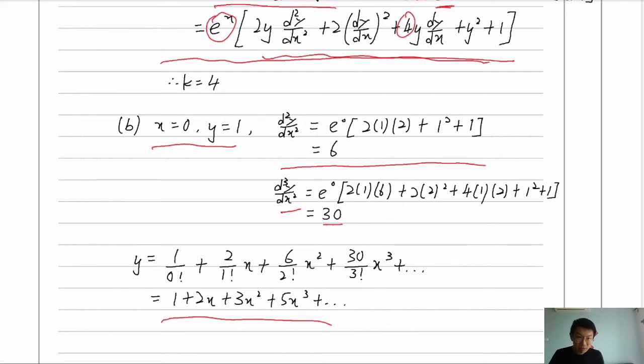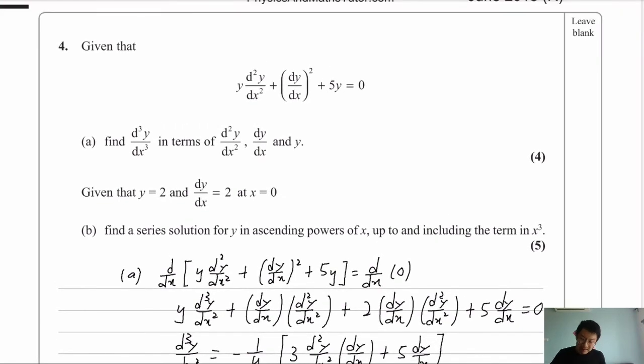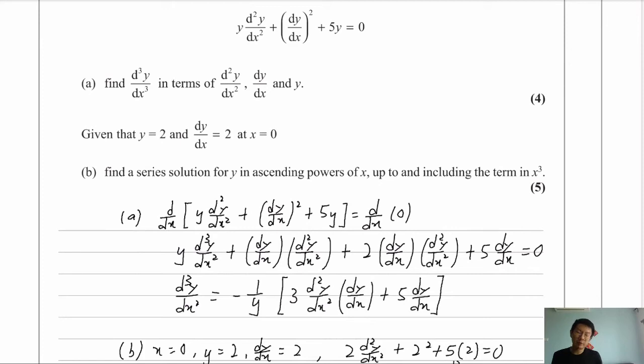Okay, next one is another similar thing, where we have this relationship between y, d squared y, and also dy dx. The first one is to find d cube y dx cube in terms of d squared y, dy dx, and y. Because we want d cube y dx cube, we just have to differentiate this whole thing with respect to x, and we just have to work with that carefully.